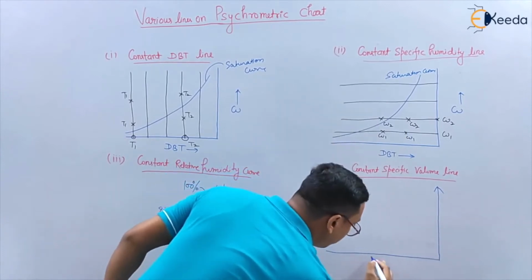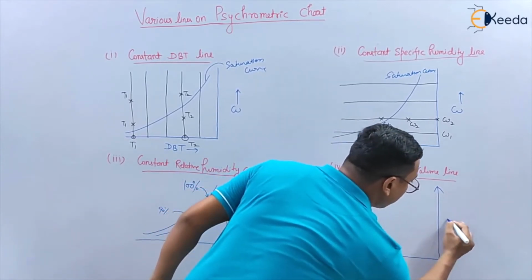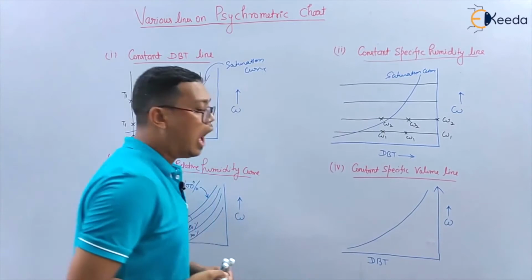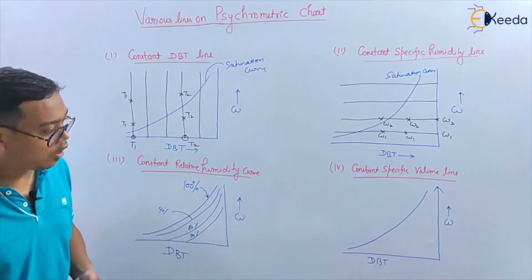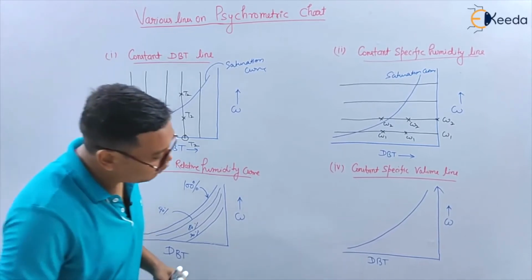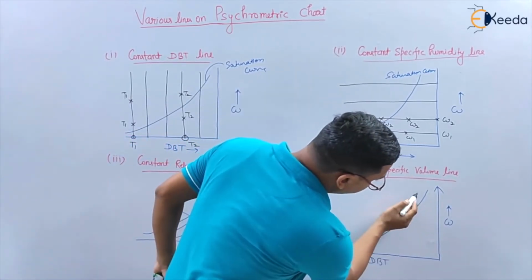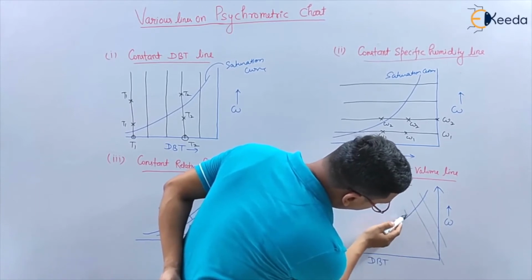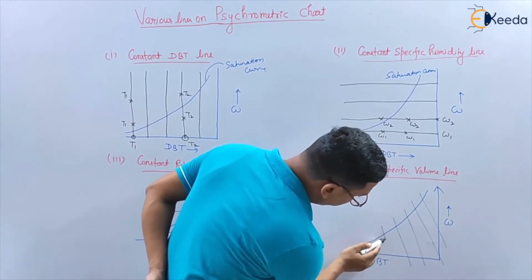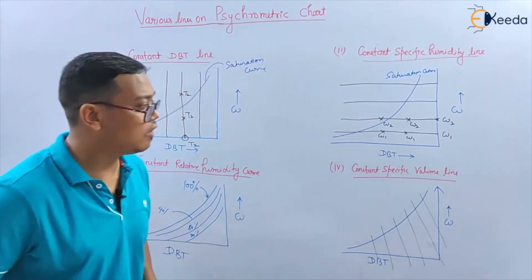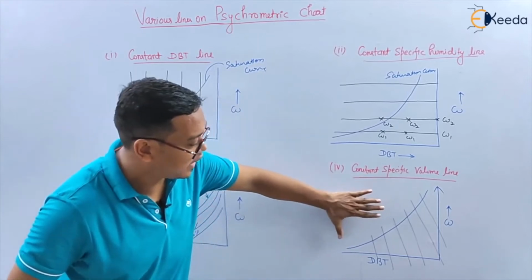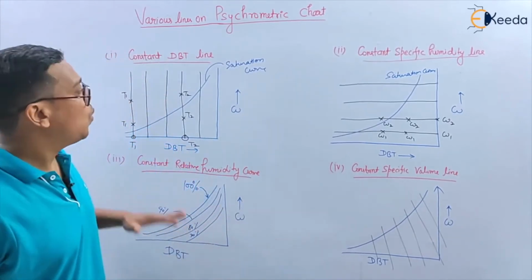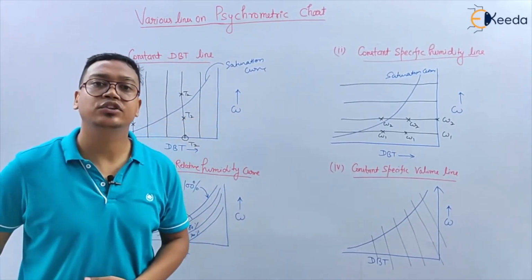Constant specific volume curve. This one is the saturation curve. How are the constant specific volume lines drawn? These lines are drawn like this. These are the constant specific volume lines you will see on the psychrometric chart. Let's see next what lines are drawn on the psychrometric chart.